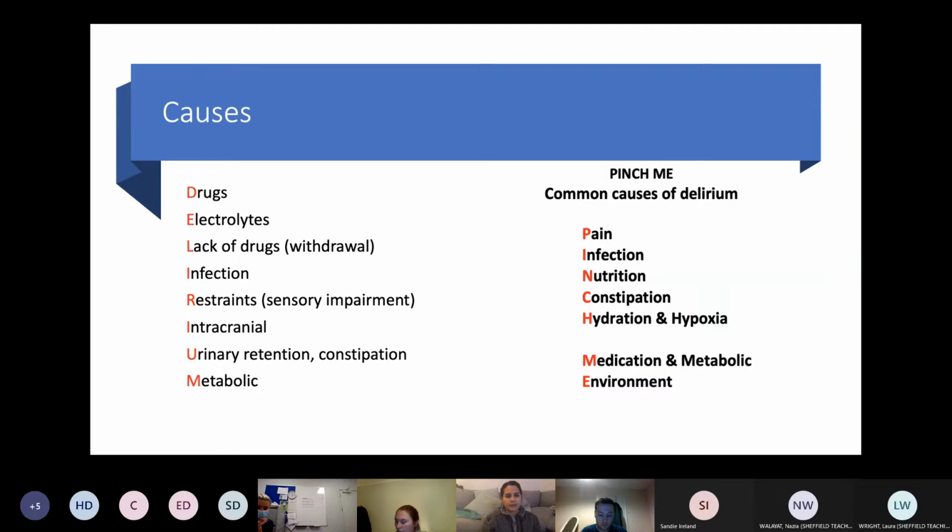So in the delirium one, I don't particularly like the word restraints, but when they're saying that, they mean sensory impairment. So either they've got hearing loss or visual loss, exacerbating their delirium, or they've come into a new environment and that's caused them to be delirious because they haven't got their other senses. And then metabolic is things like potentially hypoglycemia. Otherwise it's fairly self-explanatory as to what may be causing the delirium. In the PINCH ME acronym, instead of restraints, they put environment, as in things for sensory impairment.